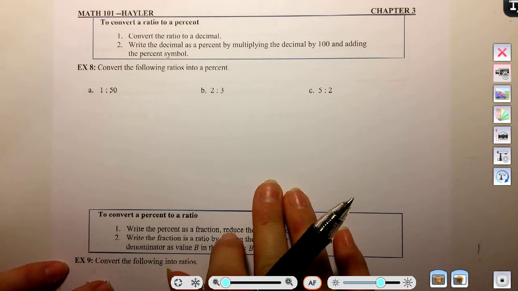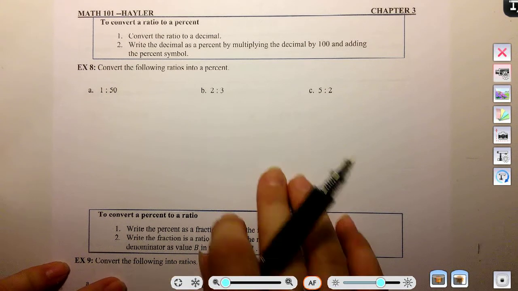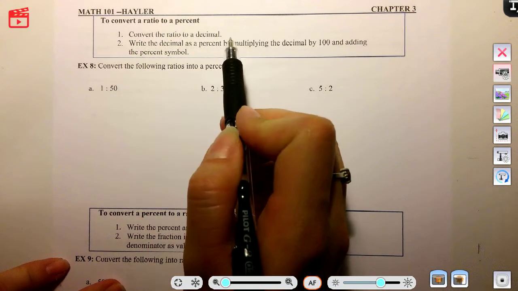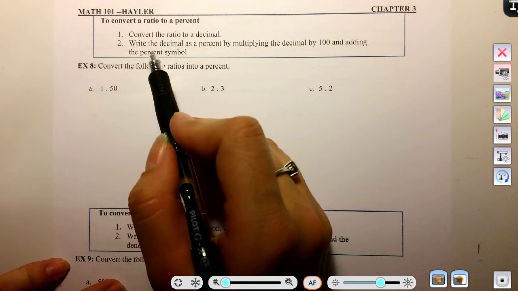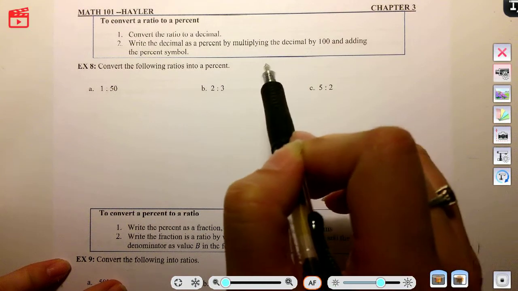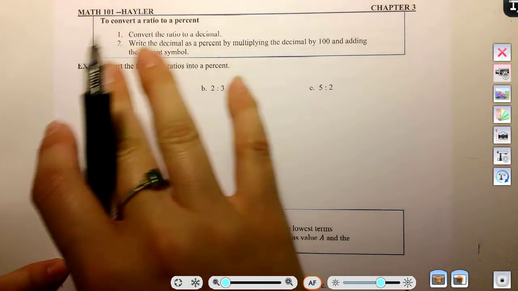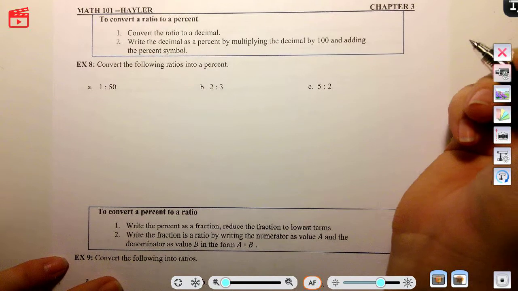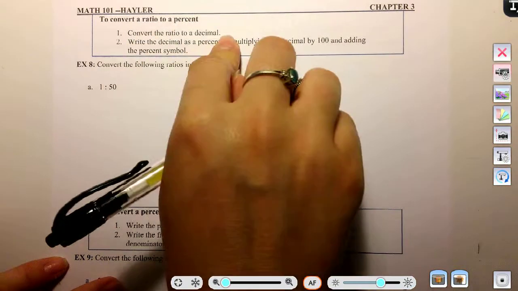All right, chapter 3. Convert a ratio to a percent. Okay, here we go. So converting a ratio to a percent. First, convert the ratio to a decimal. And then write the decimal as a percent by multiplying the decimal by 100 and adding the percent symbol. So now it's just a combo of all the other things we've been learning. First thing, convert the ratio to a decimal.